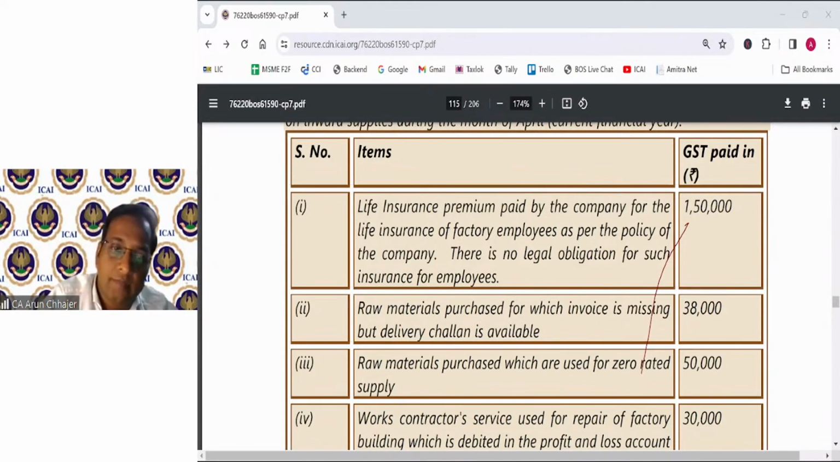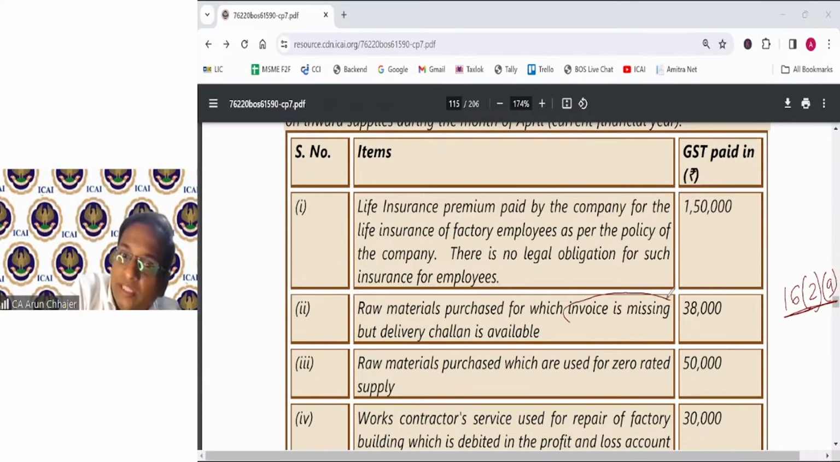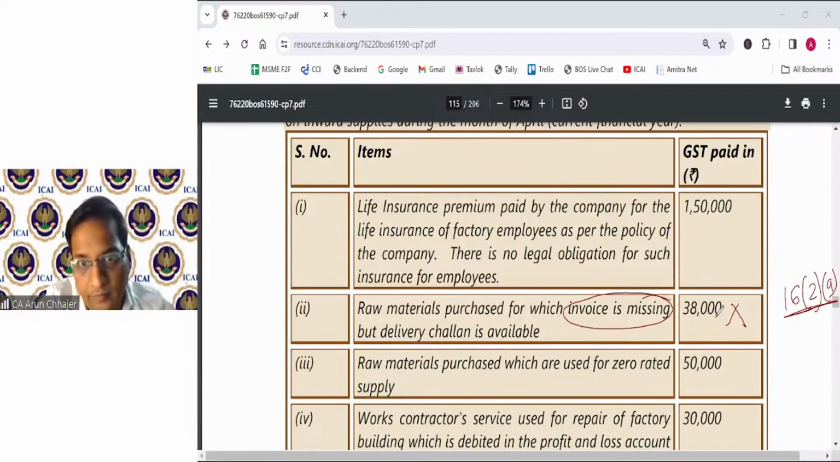The answer is, according to section 16(2), first clause (a), it says that the invoice has to be there. If the invoice is missing, you can't take the ITC. So you cannot take the ITC of that particular purchase.